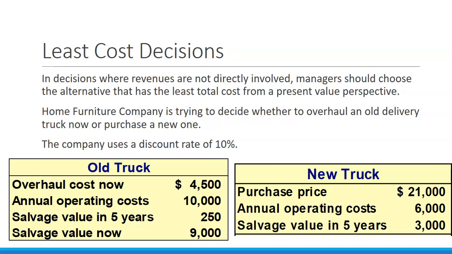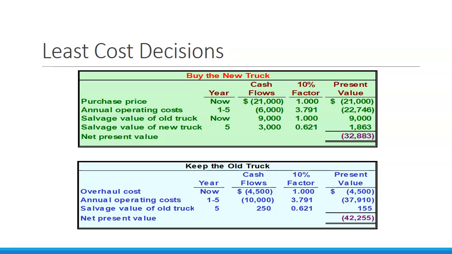If we purchase a new truck, we will have to pay $21,000 to purchase it. It has annual operating costs of $6,000 and a salvage value in 5 years of $3,000. So we're going to look at the two different options. One is to buy the new truck. If we buy the new truck, we have money going out. We have annual operating costs for 5 years. We're going to receive a trade-in value of the old truck. And then in 5 years, we're going to have a salvage value of the new truck.